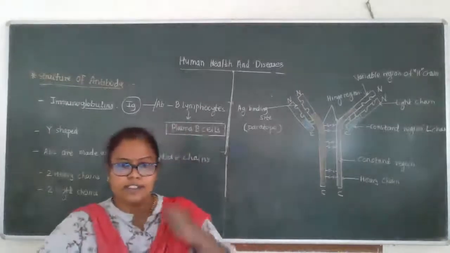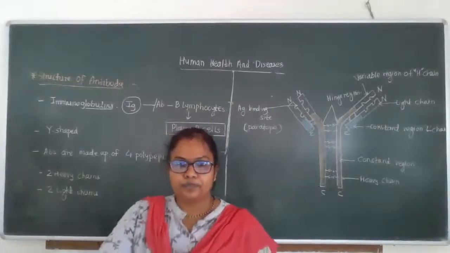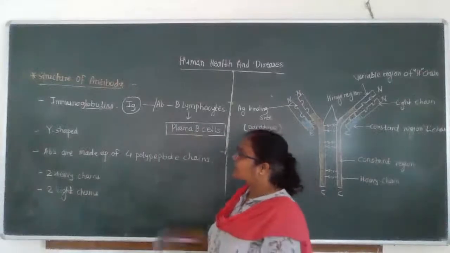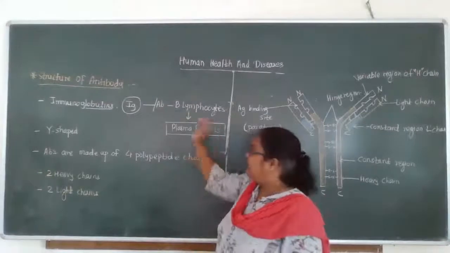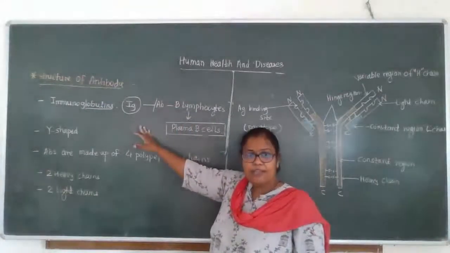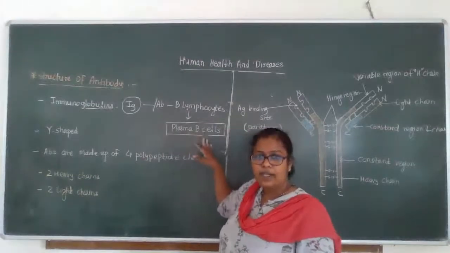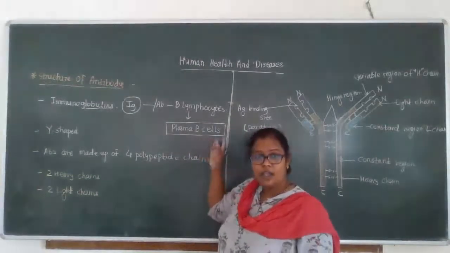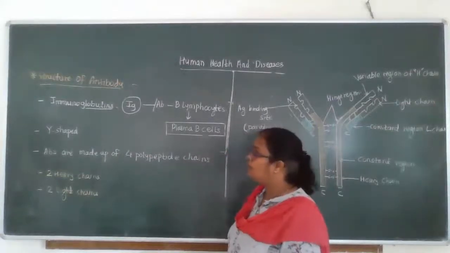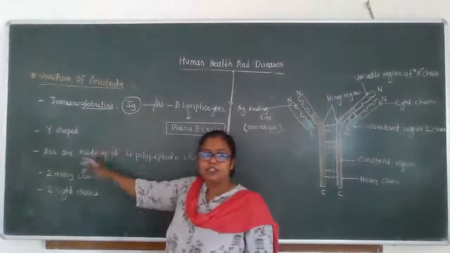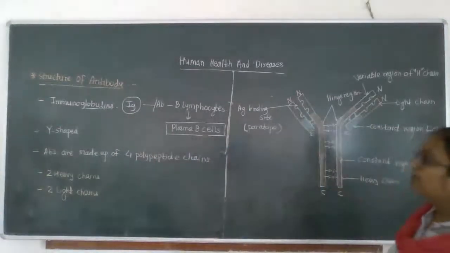Okay, so listen carefully. How we have to write the structure of antibody. Majority of the antibodies are also called immunoglobulins, abbreviated as Ig. These antibodies are produced by the plasma B cells. The plasma B cells are the factories for antibody production. Majority of the antibodies are Y-shaped.